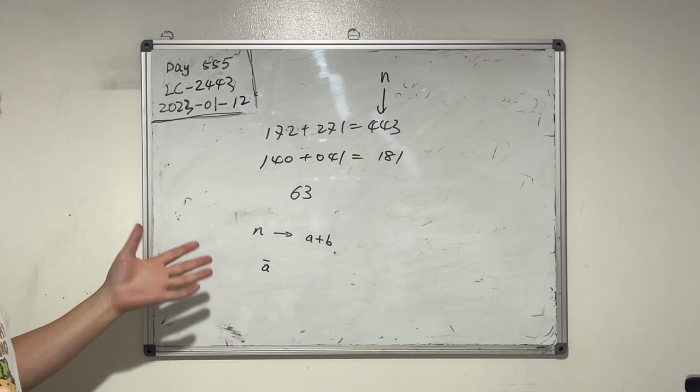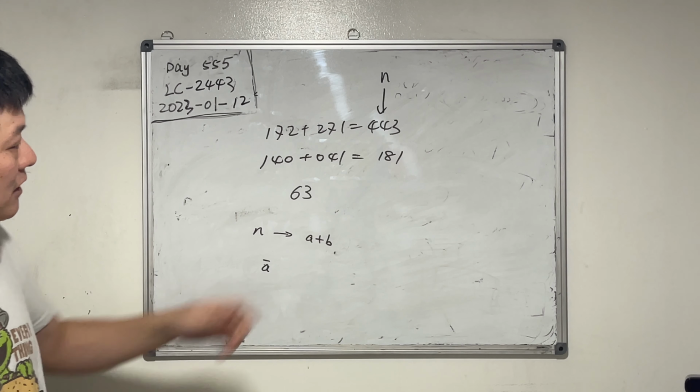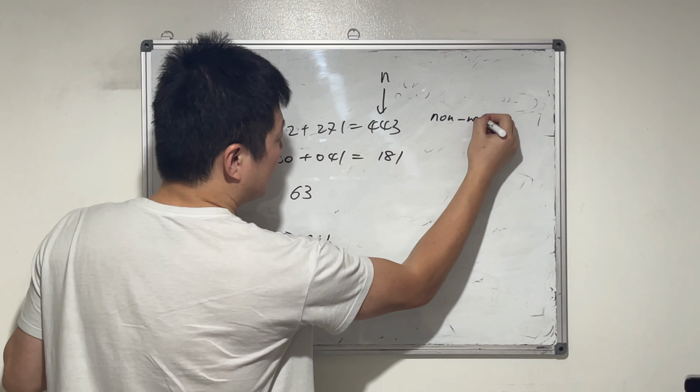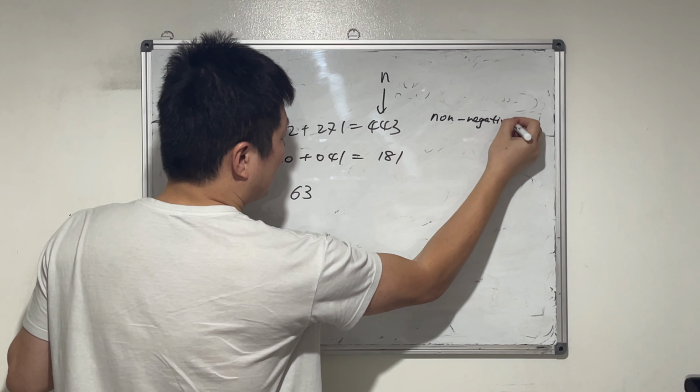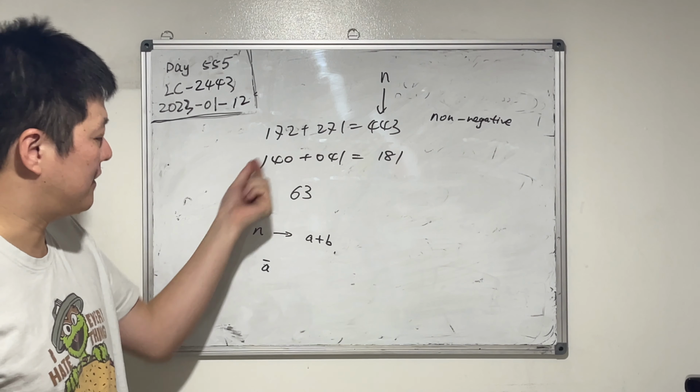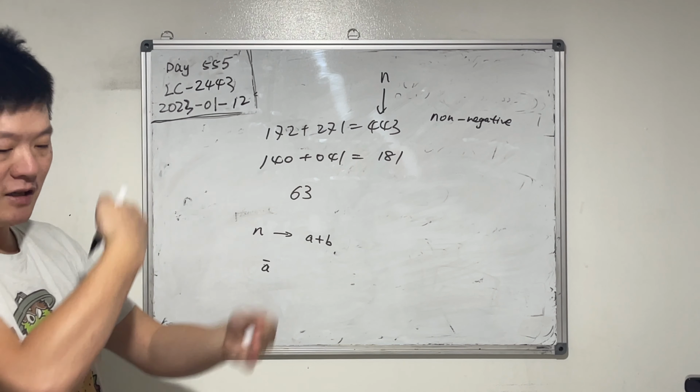Okay, so what's the first solution coming to your mind? If we're given this n and we want to find out if there are non-negative a and b that plus together is n, and a and b need to be reverses of each other.